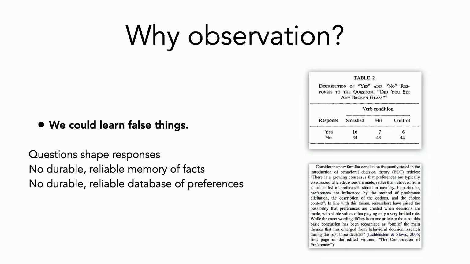Another good reason, it is actually pretty easy to learn false things if we just try to ask folks. So at this point, this is a pretty well-established idea from the psych literature. It turns out that the questions we ask shape responses, often unintentionally. We don't have, as humans, a durable, reliable memory of facts. We also turn out not to have a durable, reliable database of our own preferences. So you may think, oh, well, okay, if I'm not asking them about facts, that at least when I'm asking sort of what they prefer, that's something that it's safe to just ask them about. Even that can be sketchy.